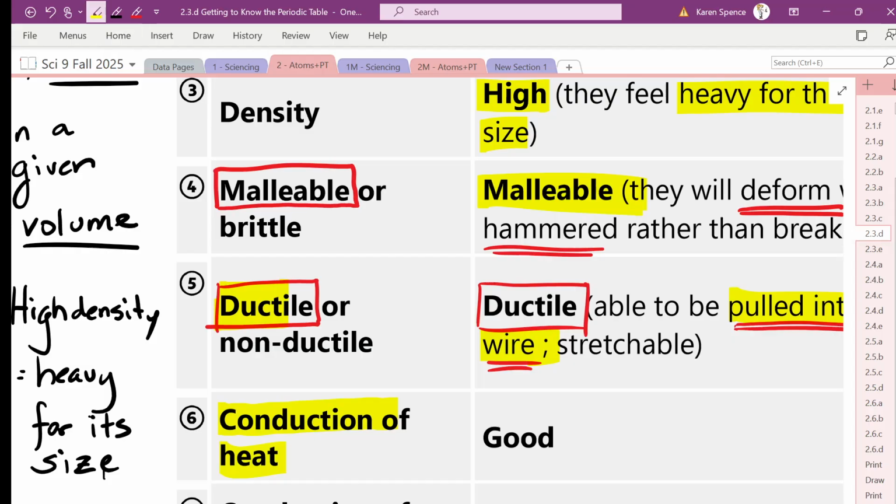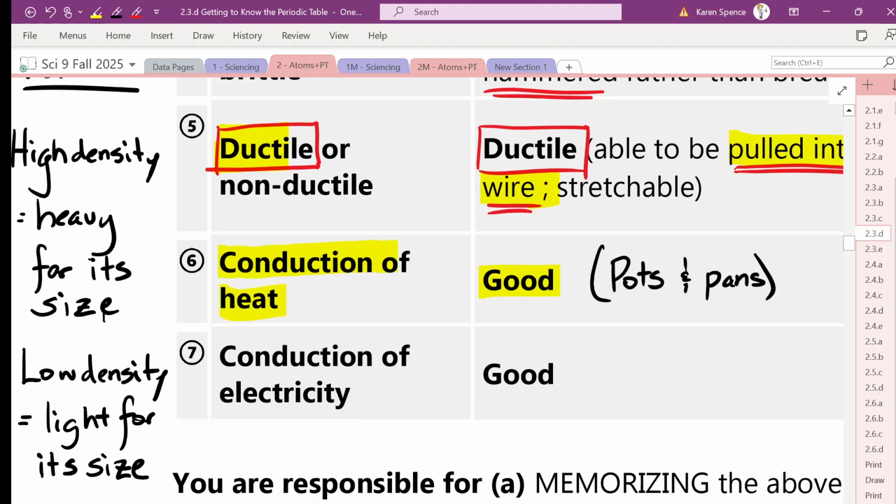Okay. At any rate, conduction of heat for metals is good. Remember pots and pans. What else are metals good at conducting? Electricity. So they're good conductors of electricity. That's why your wires are made of metal.